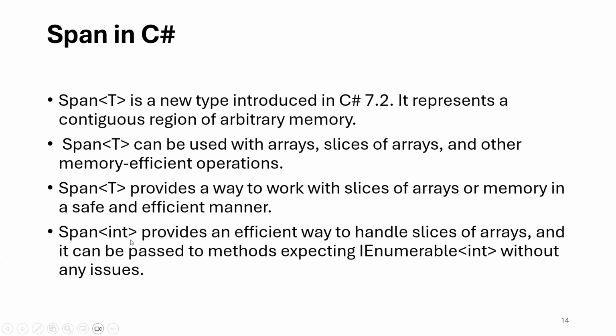Span of int provides an efficient way to handle slices of arrays, and it can be passed to methods expecting enumerable of int without any issues. So please read all these things and keep in mind how you have got the list or enumerable of int. Similarly, Span of T is also there, which is going to hold a contiguous region of arbitrary memory, which can be represented using arrays, right?